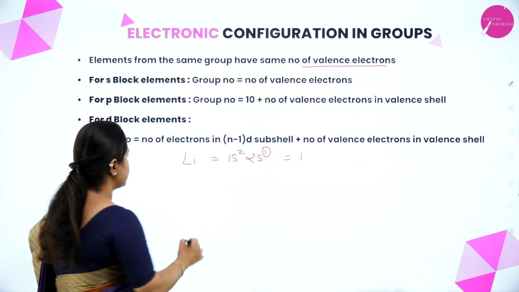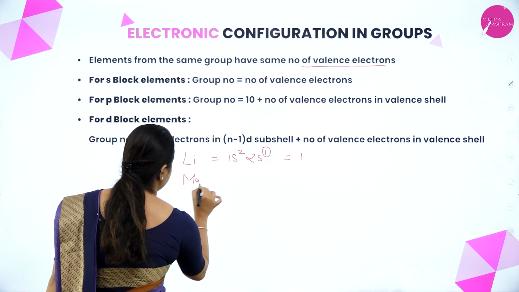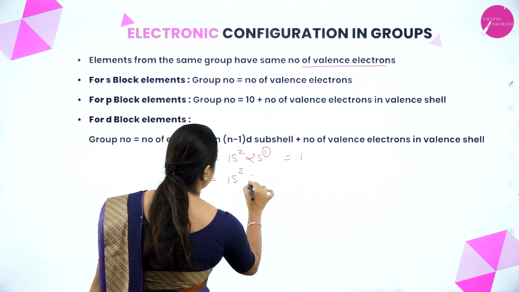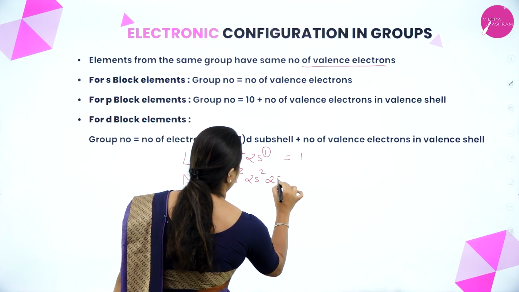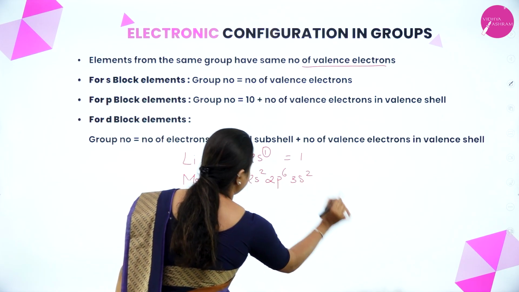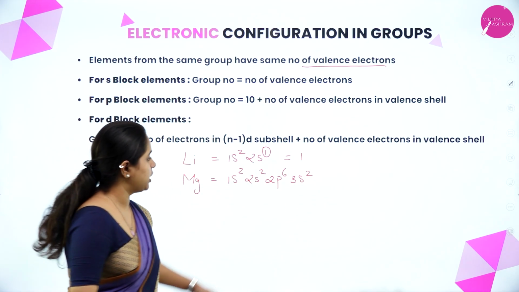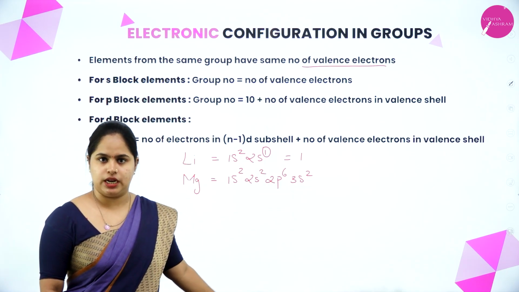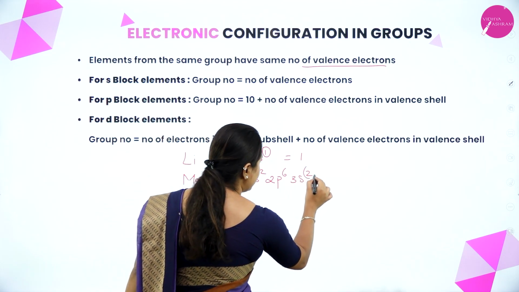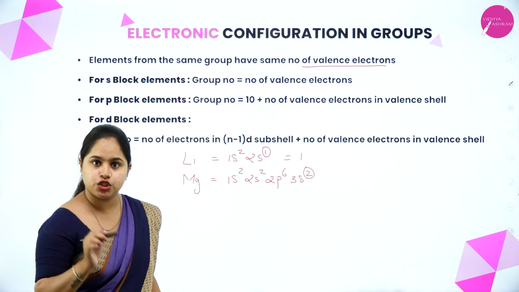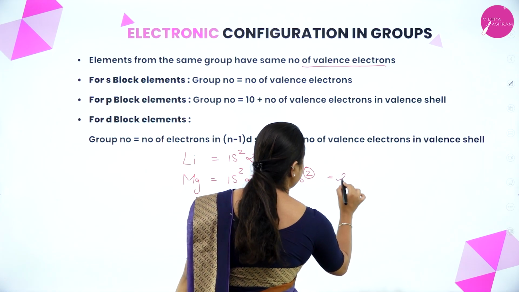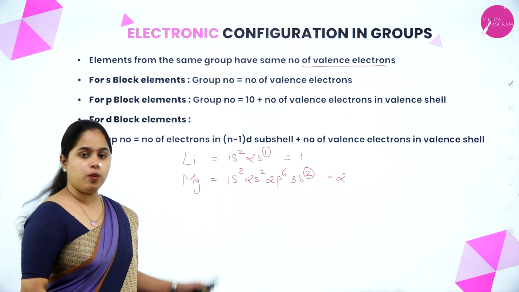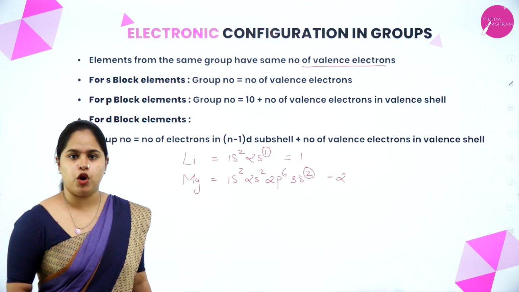Let's take another example, magnesium. Magnesium has atomic number 12, so how can I represent it? 1s2, 2s2, 2p6 and 3s2. The valence shell here is 3, the third shell. So how many valence electrons are there? It is 2. That means magnesium belongs to the second group. I hope it is clear. Now this is for S block elements.